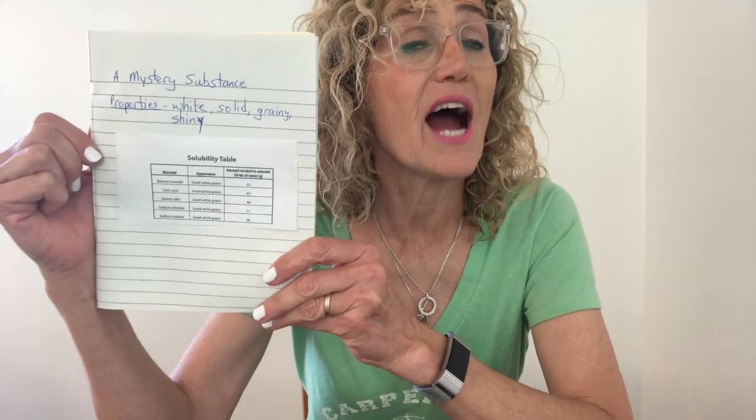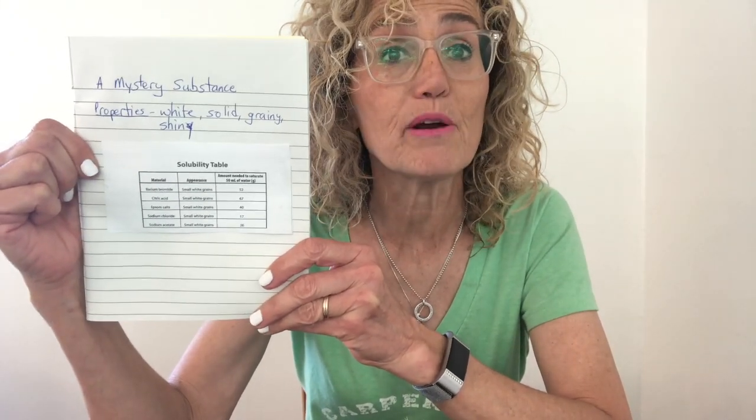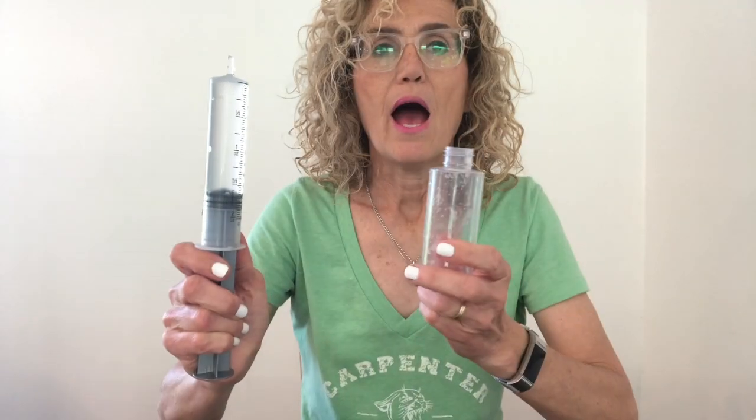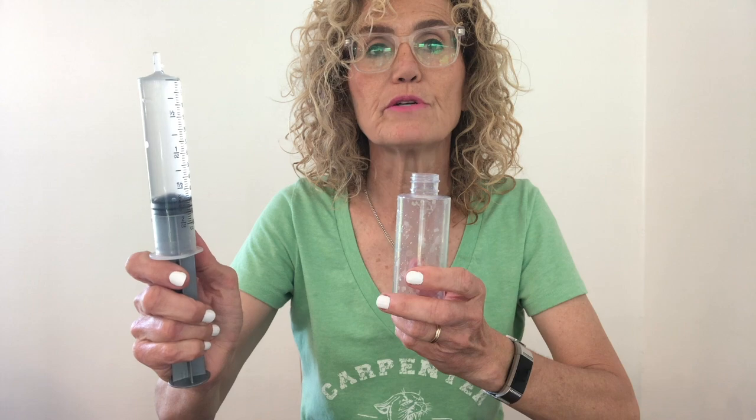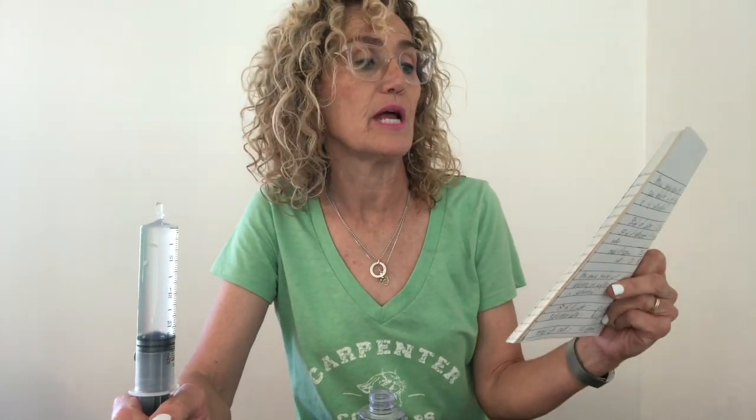Well, I think we can kind of do our last experiment again. I'm going to put 50 milliliters of water in a bottle. And the reason I'm going to put 50 milliliters in is because on my solubility chart, it says the amount needed to saturate 50 milliliters of water. Now, I'm going to add some of this mystery substance to my bottle and continue shaking it until it stops dissolving.